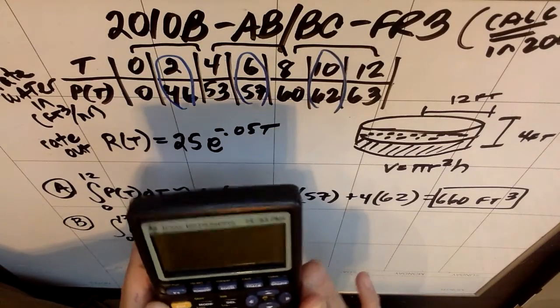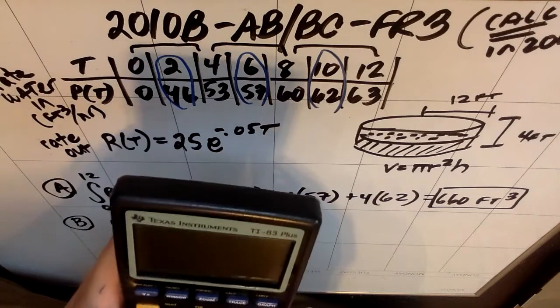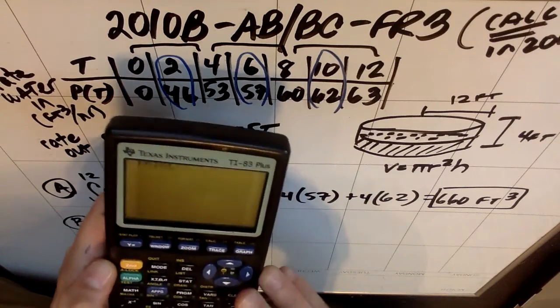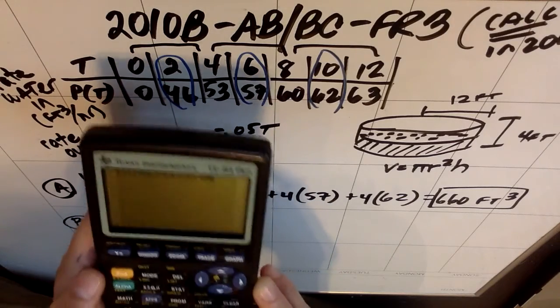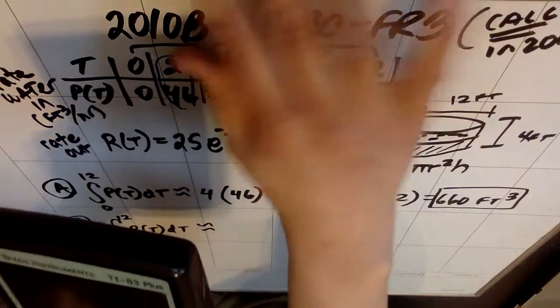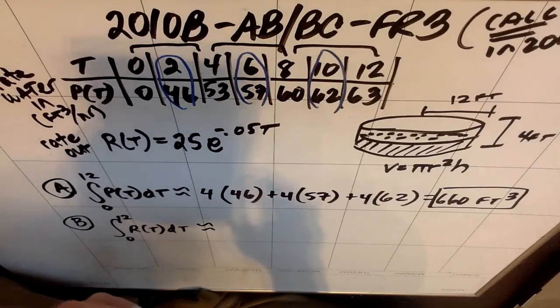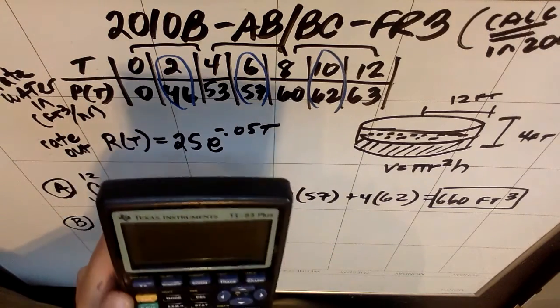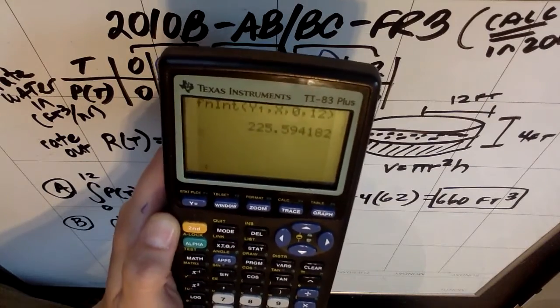Double check that everything's in right, okay? And then I'm going to integrate that. So I'm going to quit out, and I'm going to do math 9, which is function integrate. I'm going to go to vars over to y vars and pick y1 with respect to x from 0 to 12. All right, and when I do that, I should get something in the neighborhood of a 225.594.